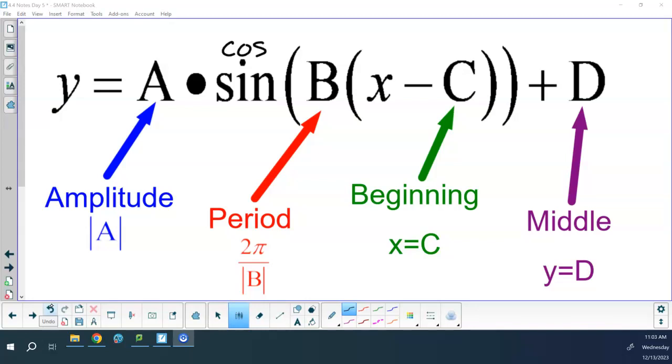Okay. Then after that, we went to period. And what we got to remember with the period is 2 pi divided by D. And that tells us our horizontal spacing. It tells us how far horizontally it goes to make one complete lap.